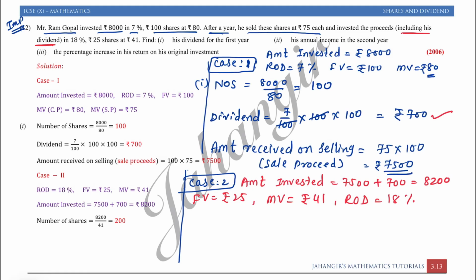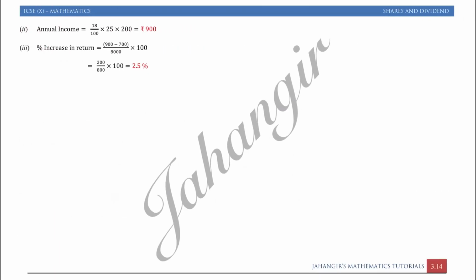So here we have to find the income in the second year. For that, first we will find the number of shares in the second case. That is, amount invested 8,200 upon market value 41. So the man bought 200 shares. Now we will find the income on the second type of shares.